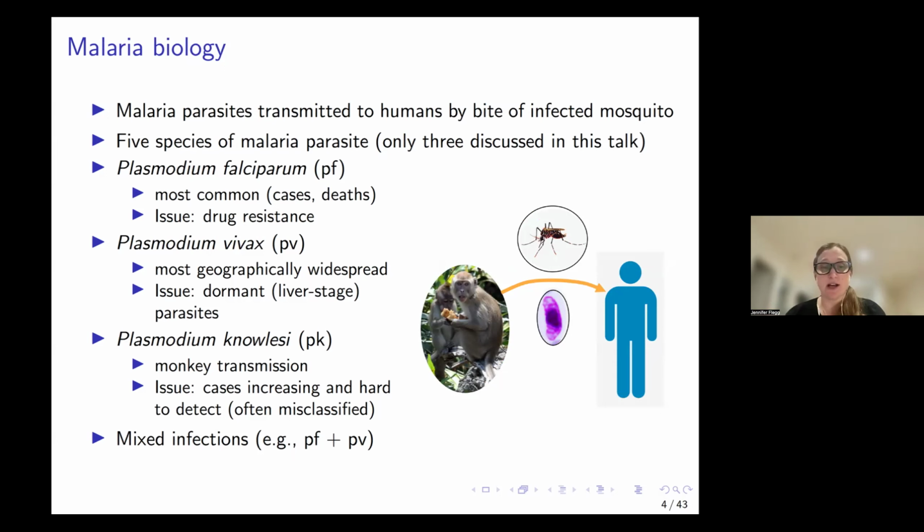And if that's not enough, you can actually have multiple species of malaria at the same time. So there are parts of the globe where multiple of these malaria species are prevalent. And in particular, in some regions in Asia, there are cases of PV and PF, so Vivax and falciparum, at the same time in one person.